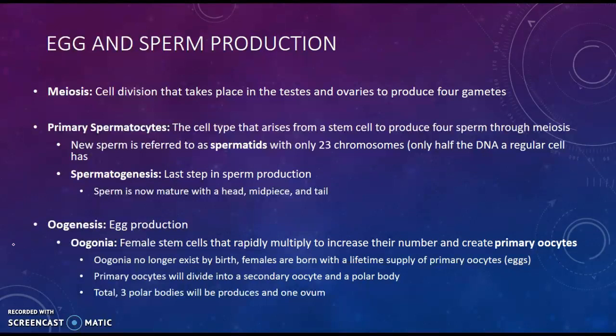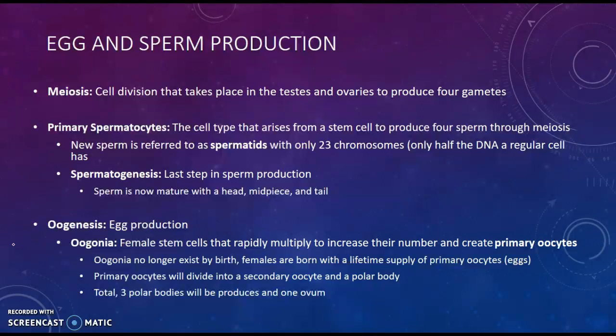And it's really important to also remember that spermatids and eggs are only going to have 23 chromosomes, which means it's only half of a regular cell, because once sperm and egg unite, then you're going to have 23 pairs of chromosomes, one from mom and one from dad. And spermatogenesis is really the last step in sperm production. So the spermatid is going to now be able to have all three pieces, including the tail, which is going to allow it to swim out of the male reproductive system into the female reproductive system.